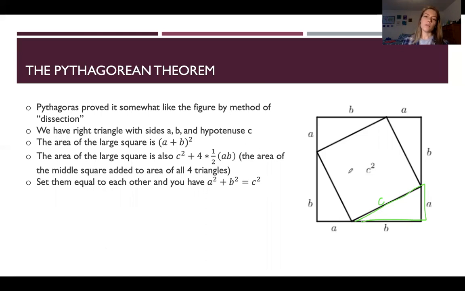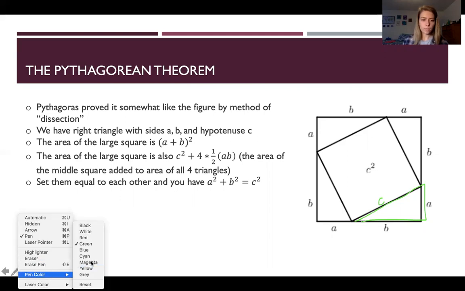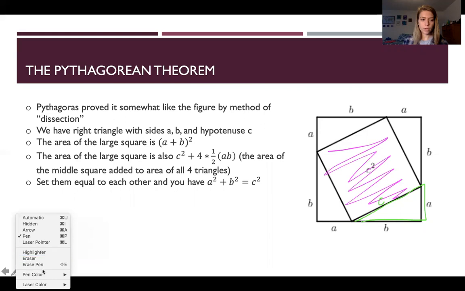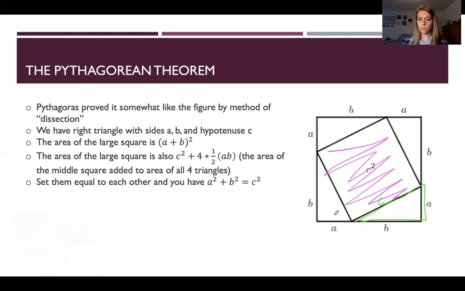But we can also say that the area of the large square is C squared, the area of the small square, plus the areas of the 4 triangles, right? So it's just the area of this large square, added to the areas of the small triangles here, and that also makes the large square. And so it turns out when you set those two areas equal to each other and solve and do some algebra, you will get the Pythagorean theorem, a squared plus b squared equals c squared for a right triangle. So that's all cool, and that uses just simple areas and geometry.